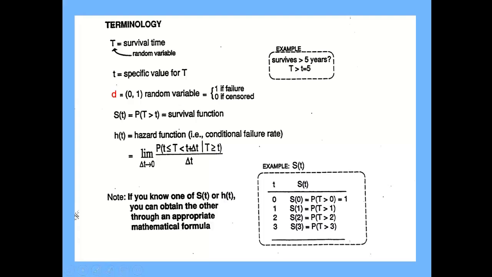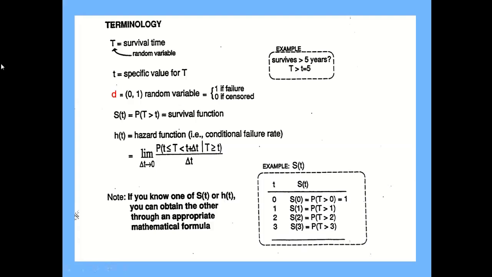And what does the thing on the right say? What's the probability that somebody fails within a short time interval, t to t plus delta t, given that they survived up to time t? That's what it says. What's the probability that they fail in a short time interval once they got up to the point where they were okay at time t? They survived up to time t.